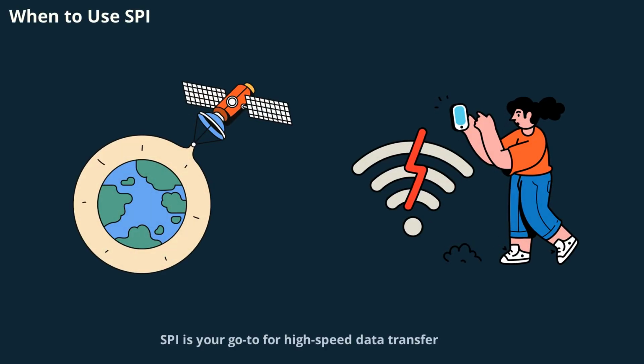SPI is your go-to for high-speed data transfer. If you need to move lots of data quickly, like writing to an SD card or updating a display, SPI is the best choice. It's also reliable for real-time applications, but keep in mind that each device needs its own chip select line, so wiring can get a bit complex.